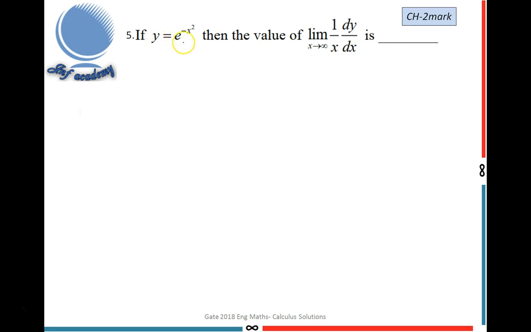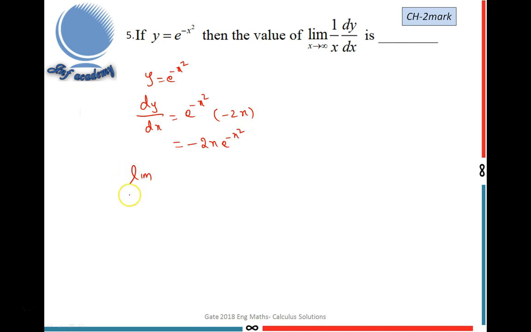Fifth problem. If y equal to e power minus x square, then what is the value of the limit as x tends to infinity of 1 by x dy by dx? This question is from the chemical department. It has 2 marks. First, we have to find the limit as x tends to infinity of 1 by x dy by dx. But only y is given. So y equal to e power minus x square, dy by dx equals e power minus x square times the differentiation of minus x square, which is minus 2x. So finally I got minus 2x e power minus x square.